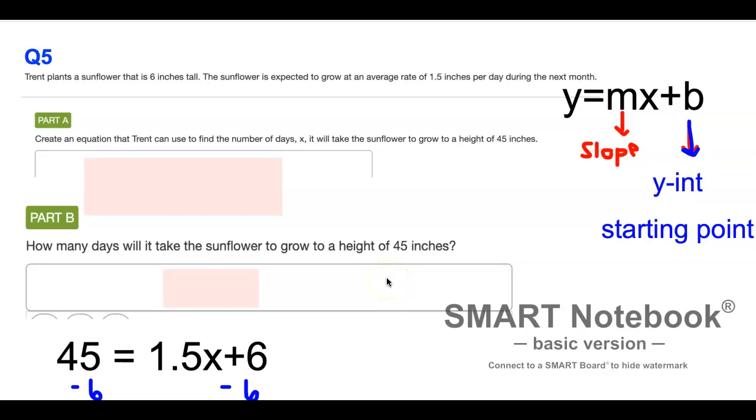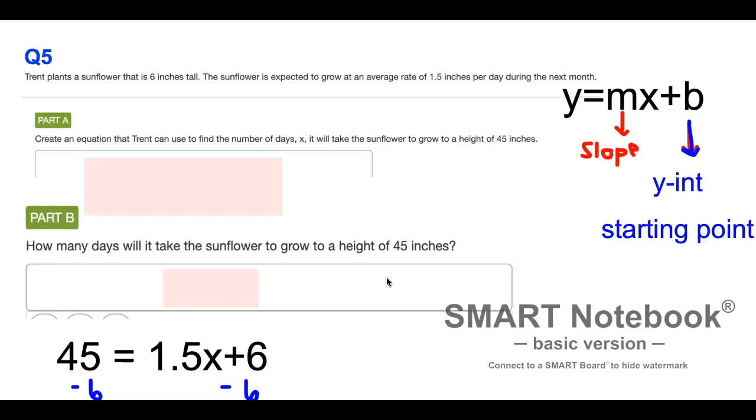Trent plants a sunflower that is 6 inches tall. The sunflower is expected to grow at an average rate of 1.5 inches per day during the next month. Part A says create an equation that Trent can use to find the number of days, x, it will take the sunflower to grow to a height of 45 inches.